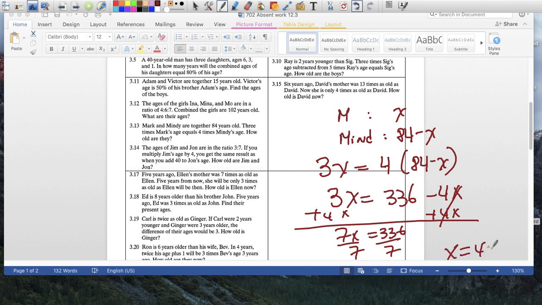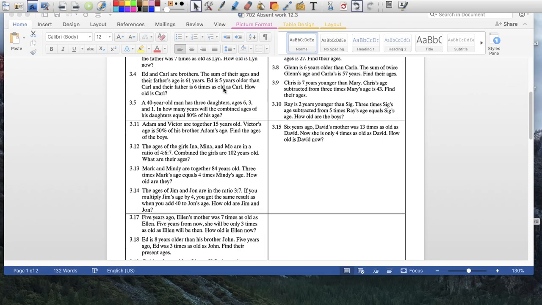So x equals 48, which means Mark over here is 48, and Mindy is 84 minus 48, which is going to give us 36. Okay, so this guy's 48, and she's 36. Now, why couldn't I have done this before? What did I do wrong before?